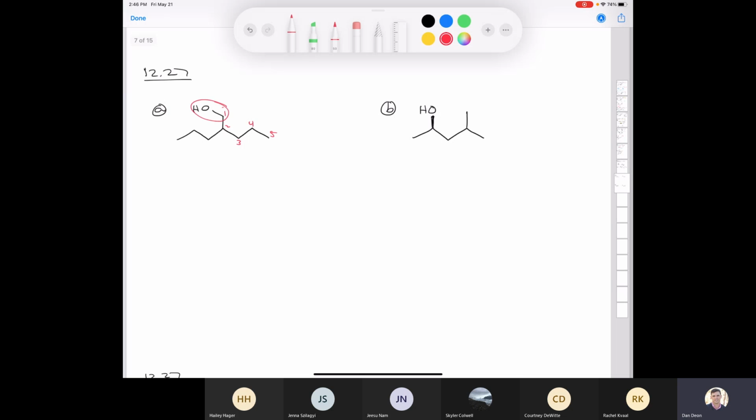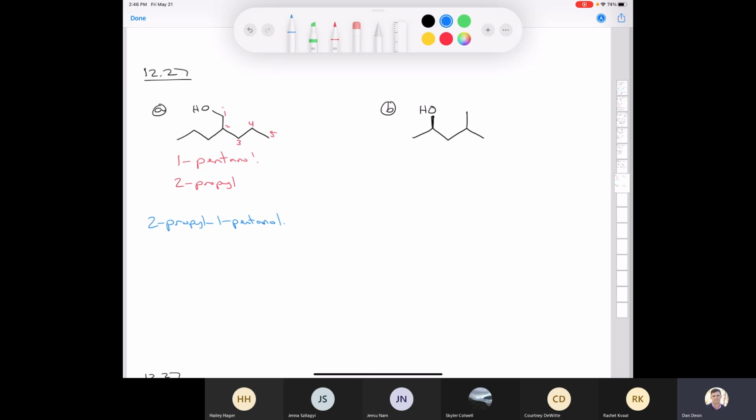We have a hydroxyl on carbon 1, so that would be a 1-pentanol. So we could write that down. We've got 1-pentanol, and we've got a propyl group on the second carbon, so that's a 2-propyl. So when we put all that together, we've got 2-propyl-1-pentanol. And there you go.